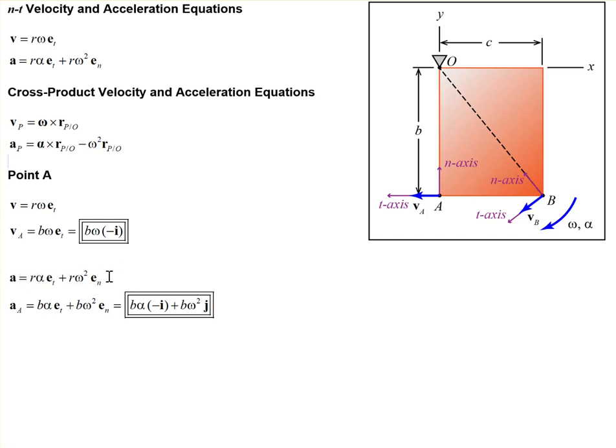And then the acceleration has both a t and an n component. We plug in the appropriate values when we apply it to point A. And again, the t direction is in the minus i, and the n direction is in the positive j. All right, so that was easy enough. If we were to use the nt equations for point B, it would be more complex.